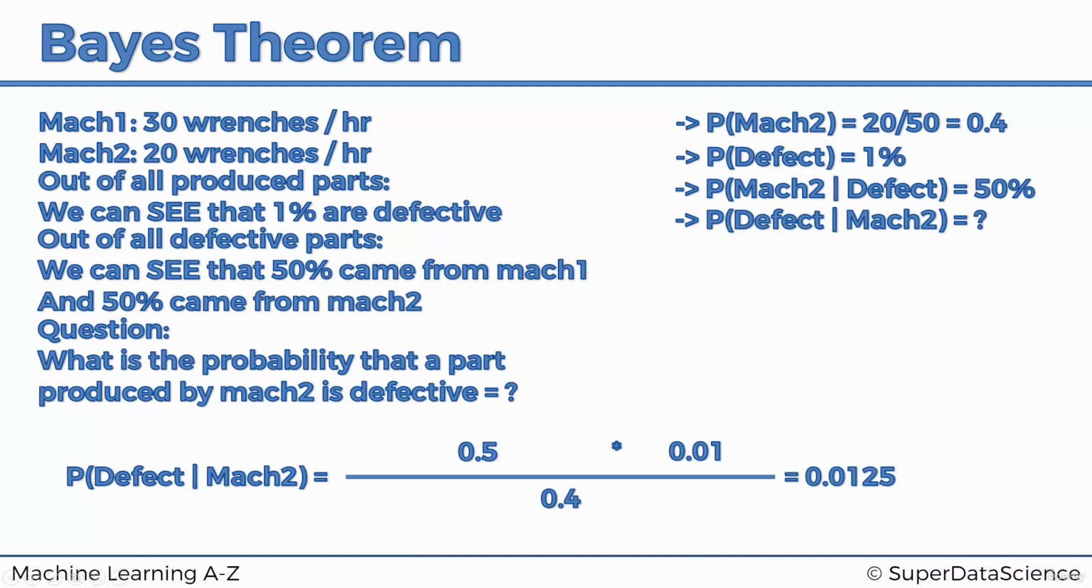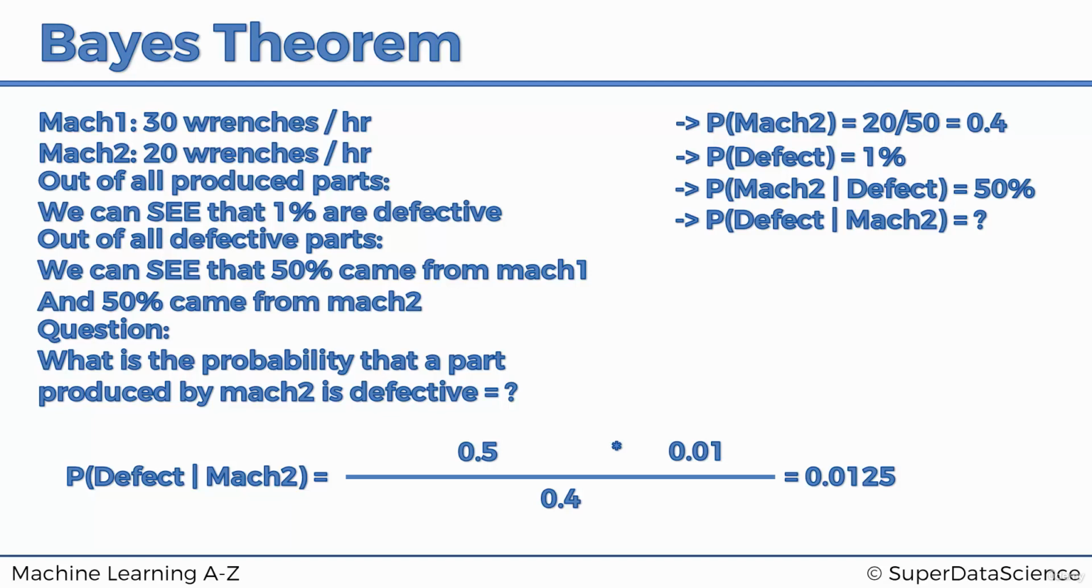So 1.25% is the probability that machine 2 will spit out a defective part, right? If you come up to machine 2 and pick up a part, then the probability of that part being defective is 1.25%. Or the frequentist interpretation is, if machine 2 produced 1,000 parts, then according to the Bayes theorem, 12.5 of them will be defective.